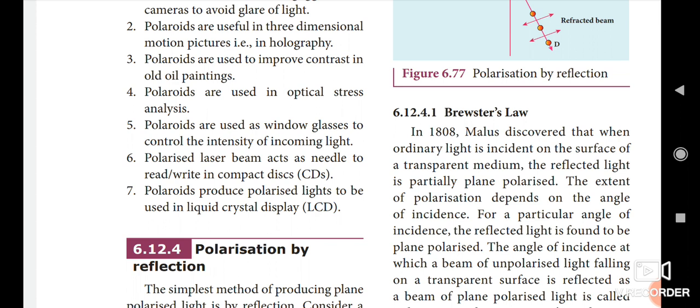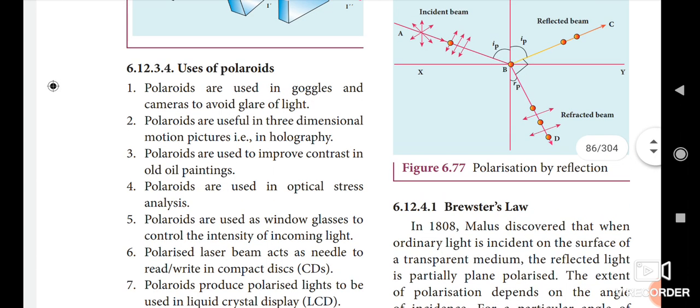Then Polaroids produce polarized light to be used in liquid crystal displays. These polarized lights are used in the LCD TV, that is the liquid crystal display. Okay, so these are the uses of Polaroids. What are the uses of Polaroids? Polaroids are used in cameras and goggles to avoid the glare of light.